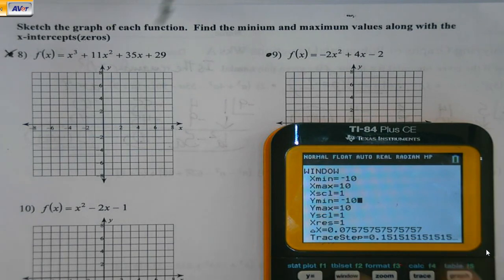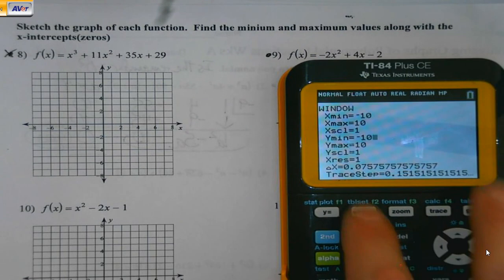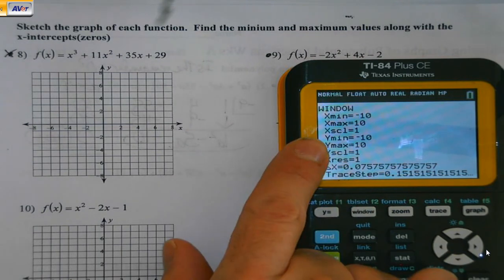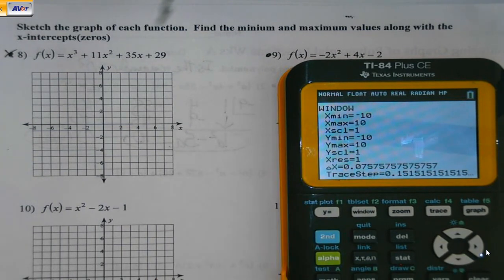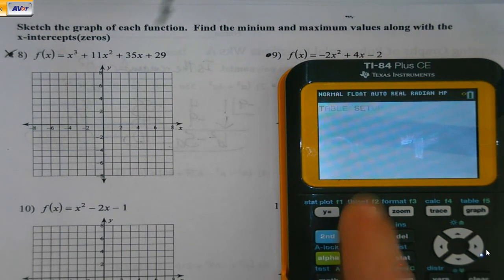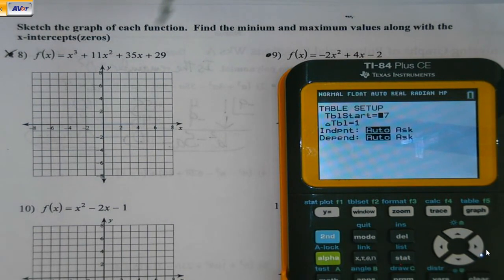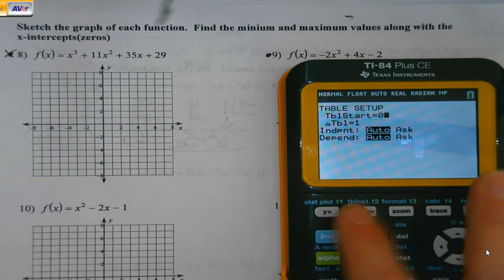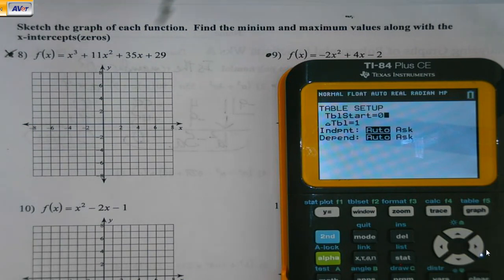So again, that's window. Let me move this up so you can see that. Window, and then we want mins at negative 10, max is at positive 10. That should really be the only thing that people would be moving around some. The other thing we're going to double check just to be sure would be the table set, which is second and window. Typically that's going to start at 0 and then it counts by ones, even though if it started at a different number, it really wouldn't matter that much. So second window to get here, we want that at 0 and 1.